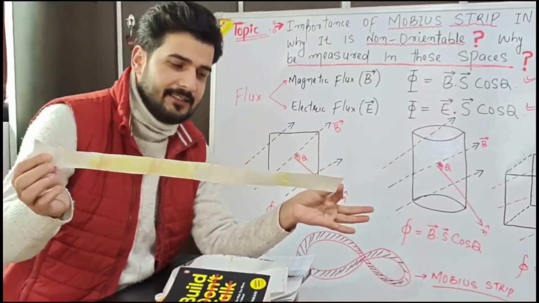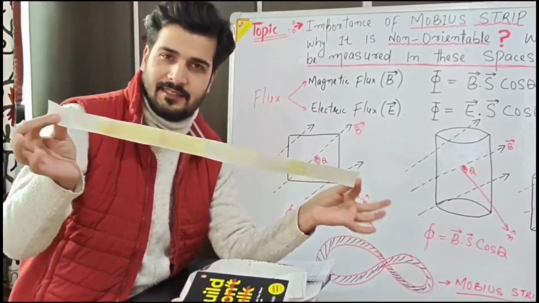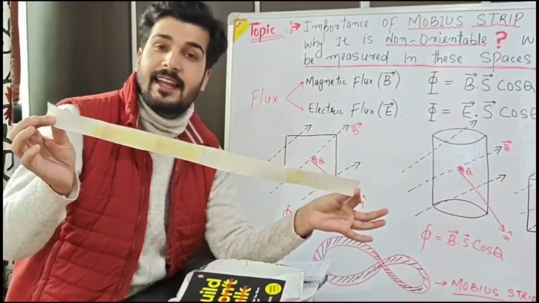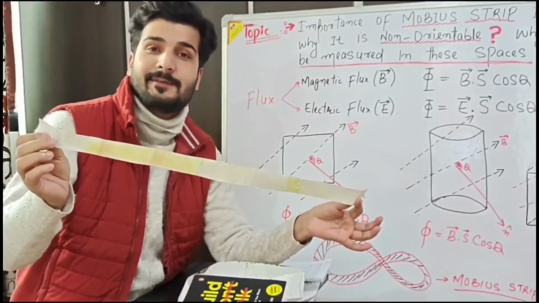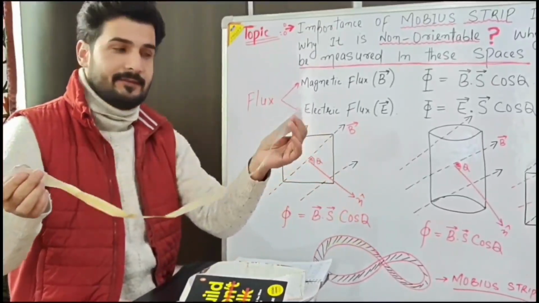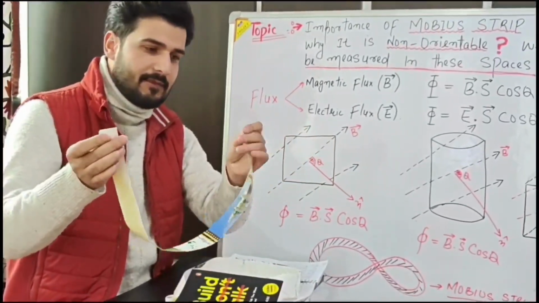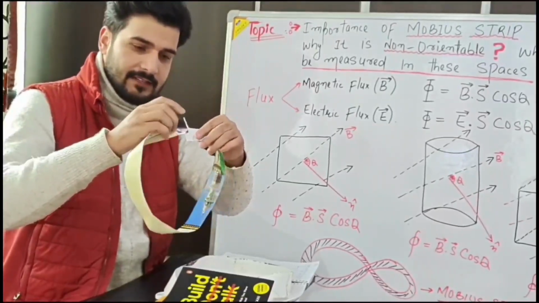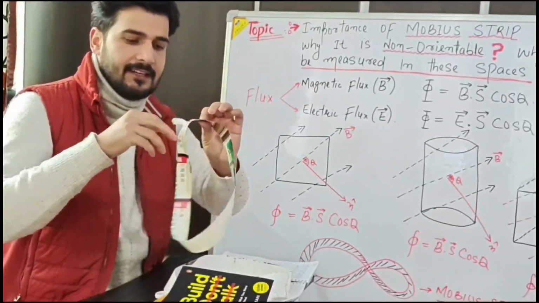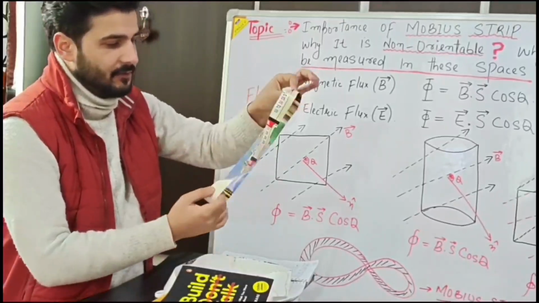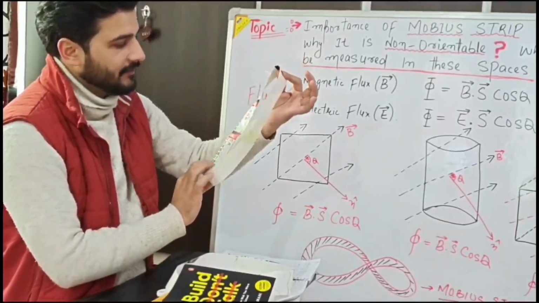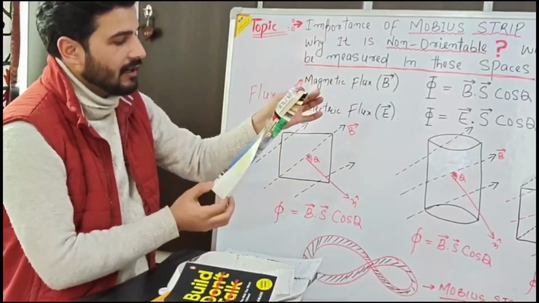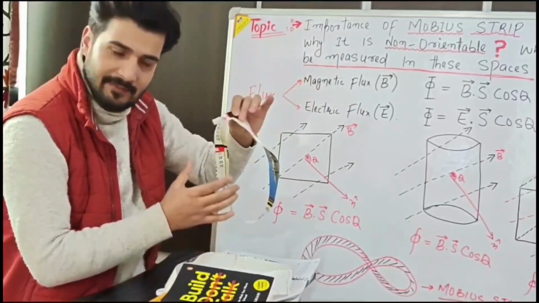Let's suppose that we take a strip. This is a strip, right? And we will connect this strip end to end, but half twisted. See how I will connect this. I will connect this strip in this way. So it will look like this, right? So this we call a Möbius strip.